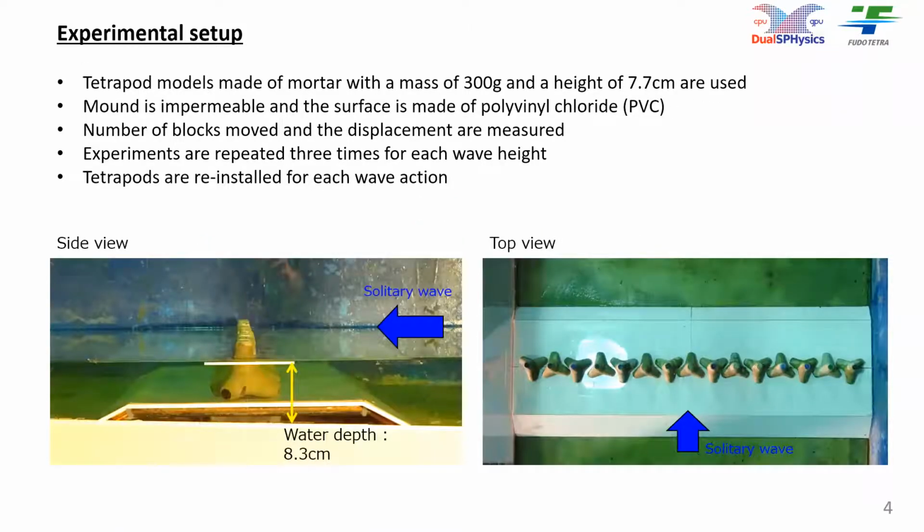The tetrapod models used in the experiments are made of mortar and have a mass of 300 grams and a height of 7.7 cm. They are placed in a row on top of the mound as shown in these photographs. The mound is impermeable and the surface is made of PVC. After the wave action, the number of blocks moved and the displacement were measured. Experiments were repeated 3 times for each wave height. The tetrapods were reinstalled for each wave action.